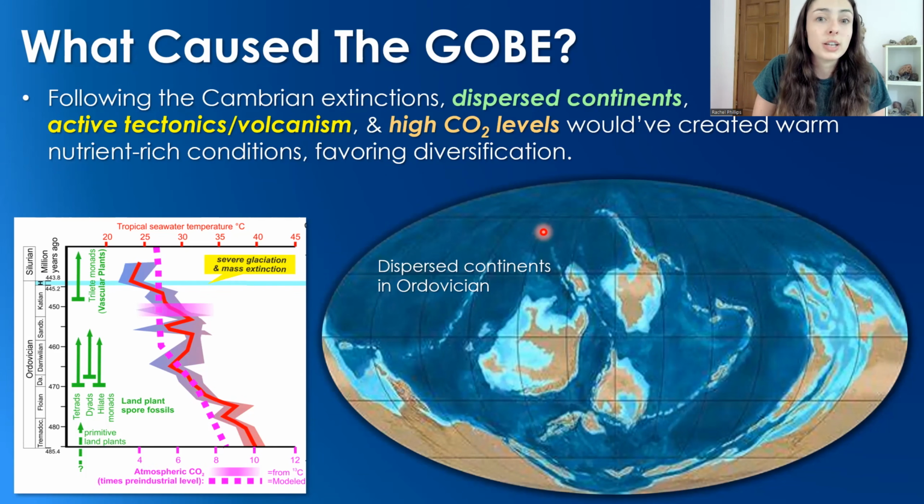So what were these factors that caused the GOBE? Well, a few factors include the dispersion of continents at the time, which would have helped with diversification, because anytime you have dispersed continents, you get greater geographical isolation of populations of different species, and anytime there's geographical isolation of populations of species, you get greater speciation, the formation of new species, and diversification. There were also active tectonics and volcanism at the time, as well as high CO2 levels that would have created generally warm and nutrient-rich conditions that favored diversification.